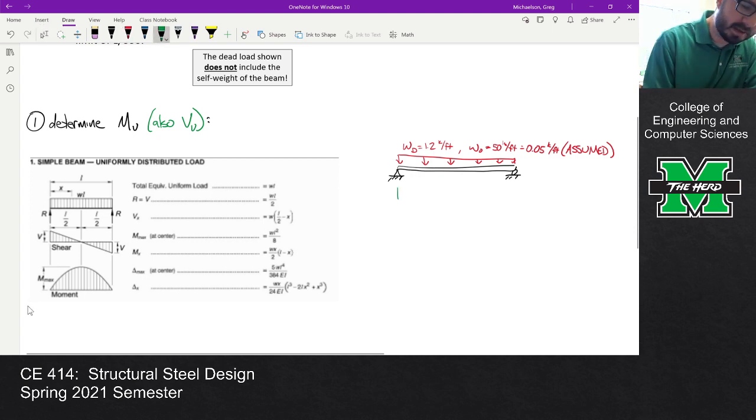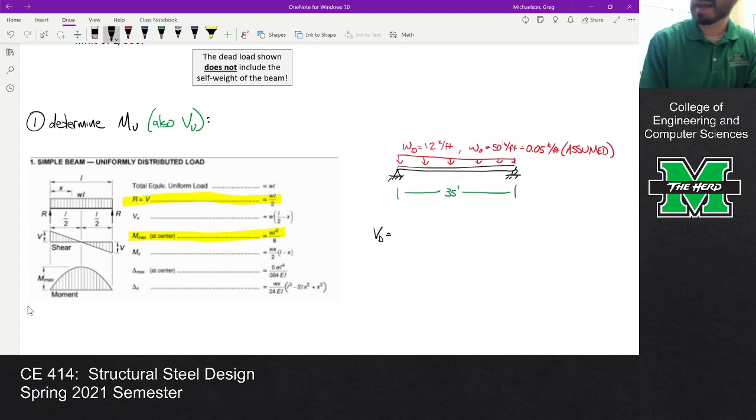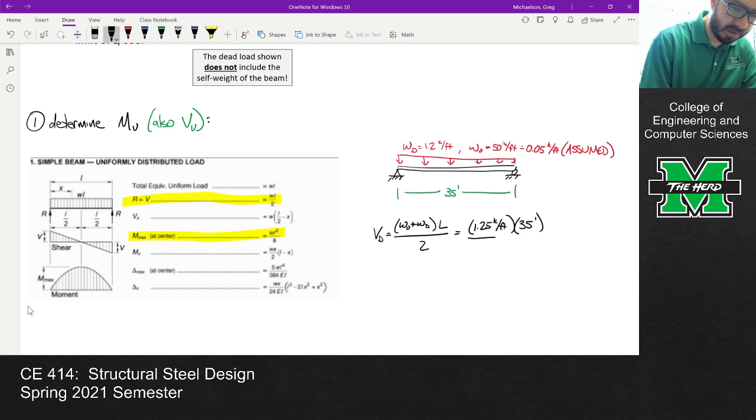Now the beam was 35 feet long. So what I'm doing is I'm going off of my maximum shear and my maximum moment. Shear dead is WL/2, which is going to be 1.25 kips per foot times 35 feet over 2. And the bending moment is WL squared over 8.